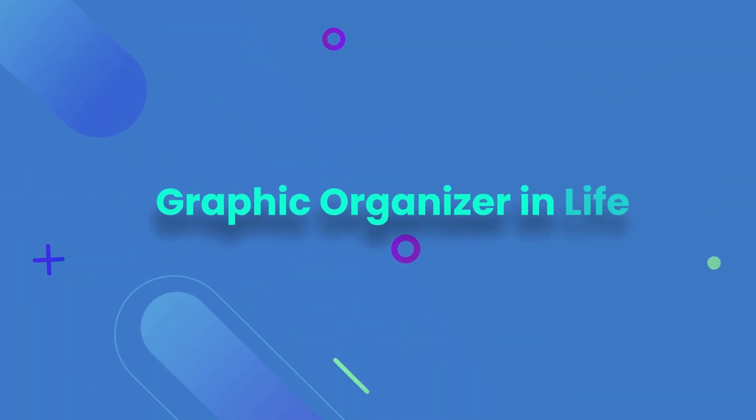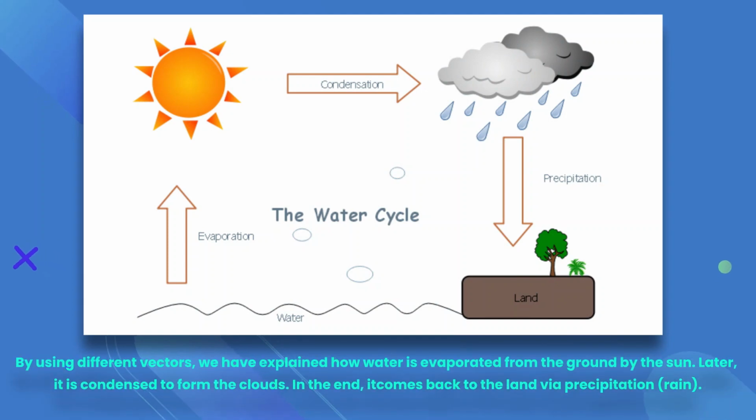Graphic organizer in life. By using different vectors, we have explained how water is evaporated from the ground by the sun. Later, it is condensed to form the clouds. In the end, it comes back to the land via precipitation, rain.